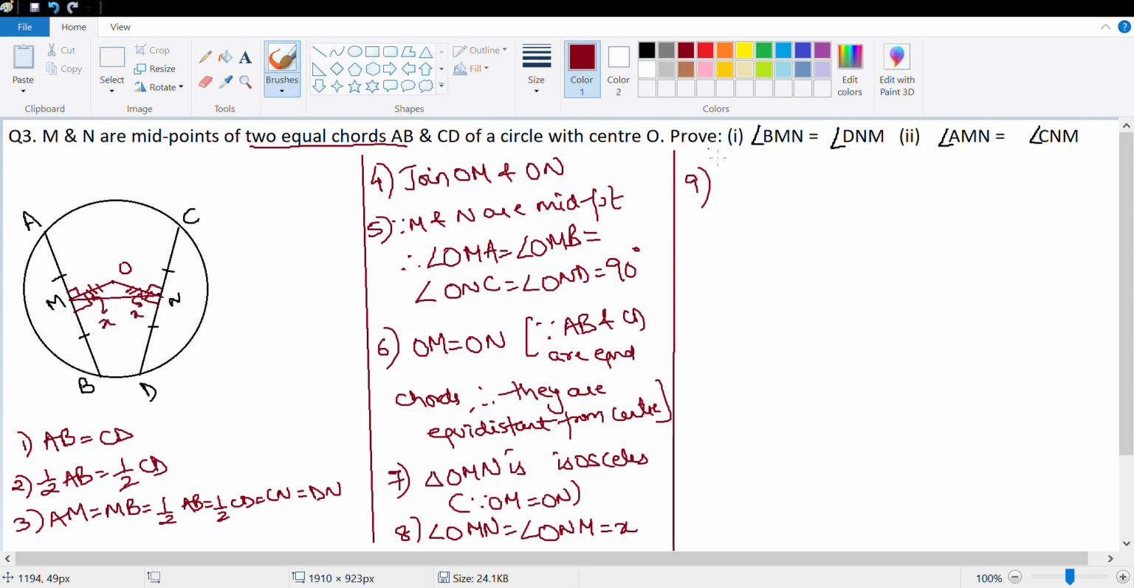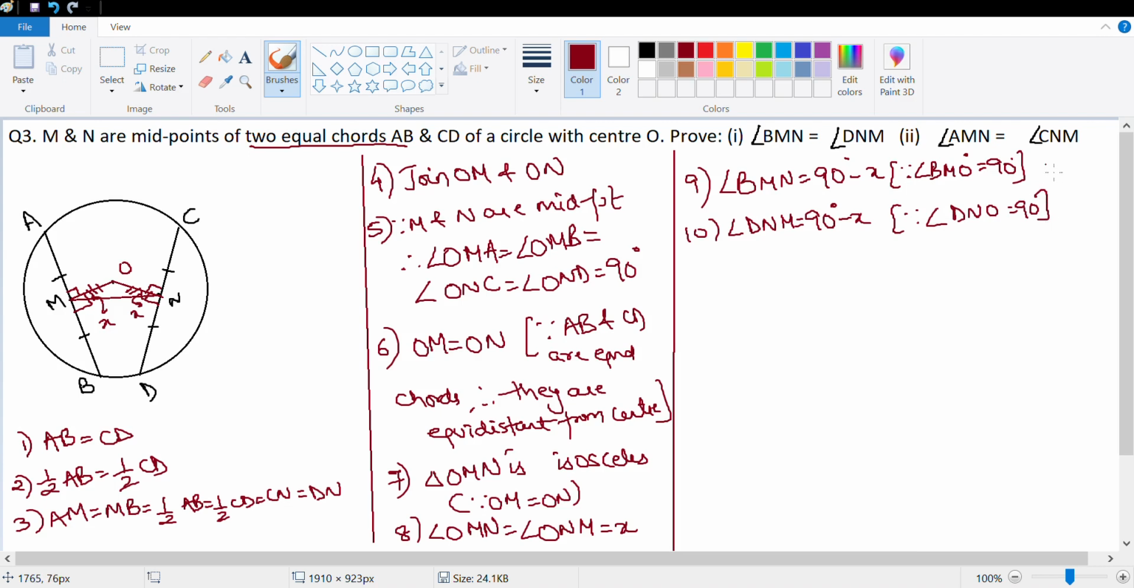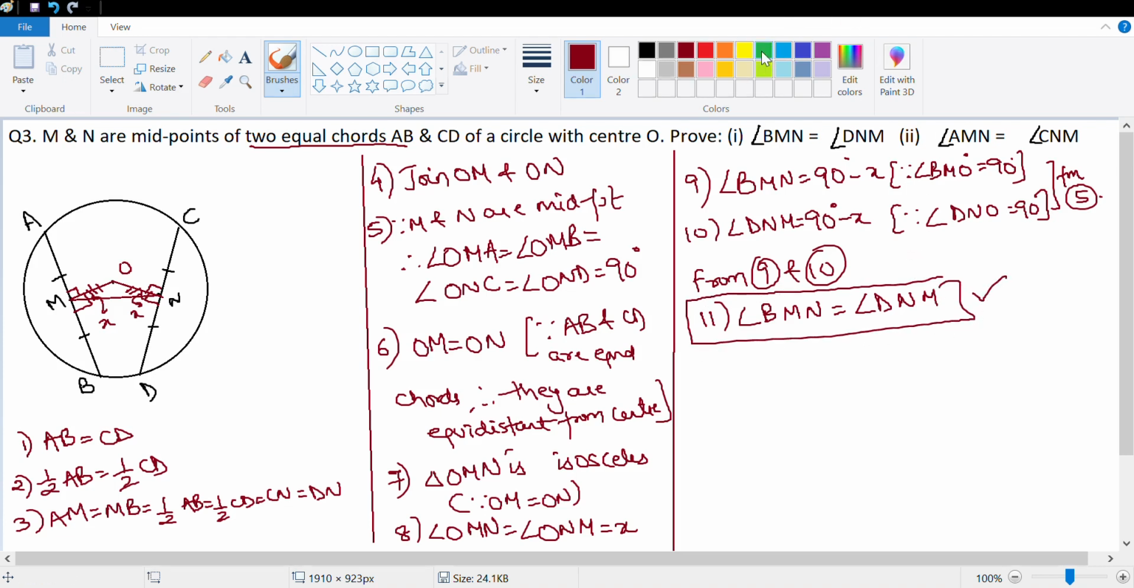Number 9. So angle BMN is equal to 90 degree minus X, and number 10 is angle DNM is equal to 90 degree minus X. Since angle BMO is equal to 90 degree, and since angle DNO is equal to 90 degree. Where did we get this? This is from 5. Good. So from 9 and 10 we get angle BMN is equal to angle DNM. That's what they wanted us to prove. Done. Let's look at the next part of it.